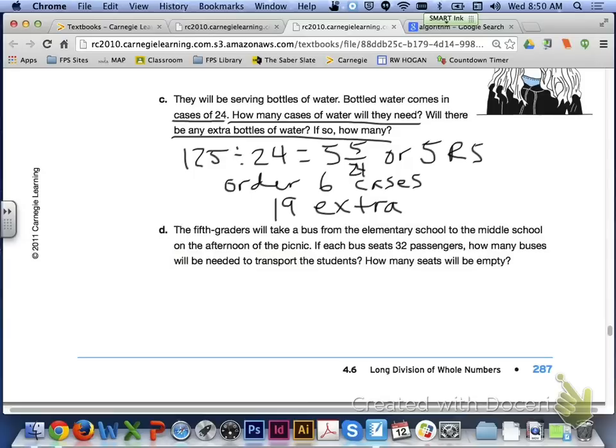If we take a look at letter C, bottled water comes in cases of 24. How many cases will they need, and will there be any extra bottles of water? 125 divided by 24 would be your division problem. Your answer would be 5 and 5/24, or 5 remainder 5. You would want to order 6 cases in this situation, and when you would do that, you would have 19 extra water bottles left over.